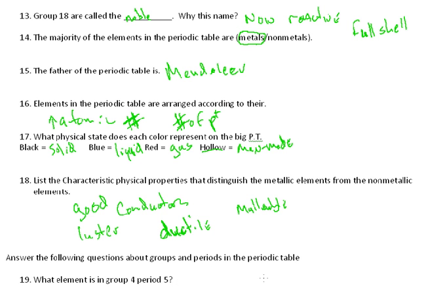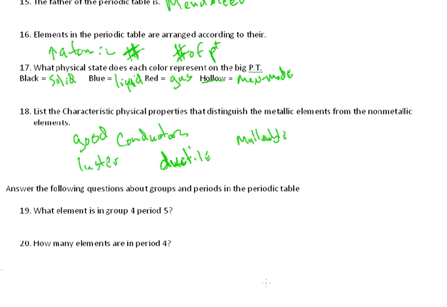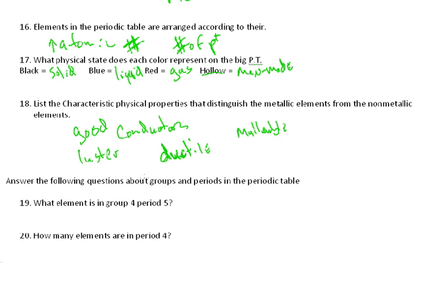And then it says, answer the following questions about the groups in the periodic table. What element is in group 4, period 5? So we're going to go over 4 columns. That's our group 4. And we're going to go down 5 rows. And that's going to be zirconium.